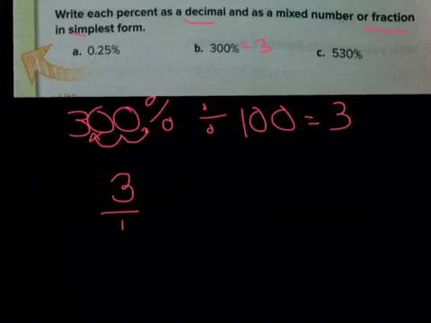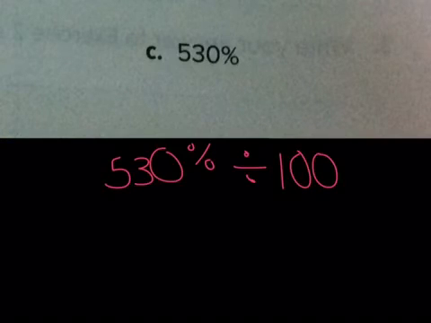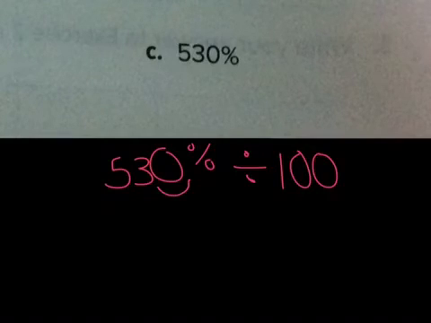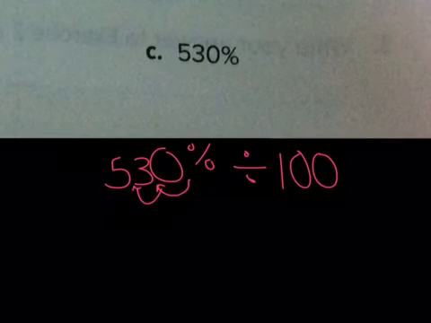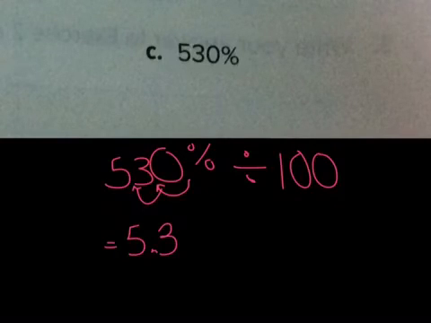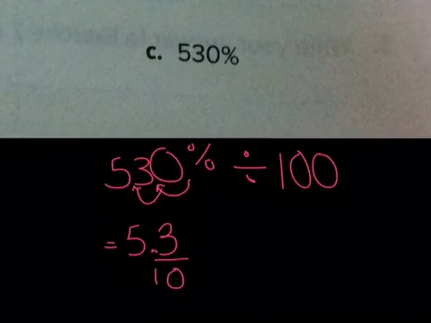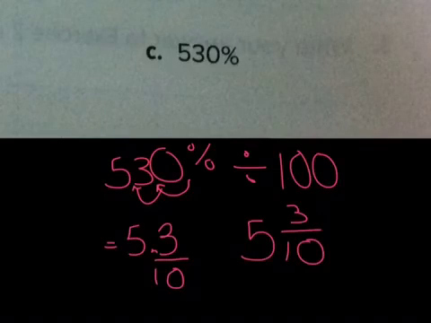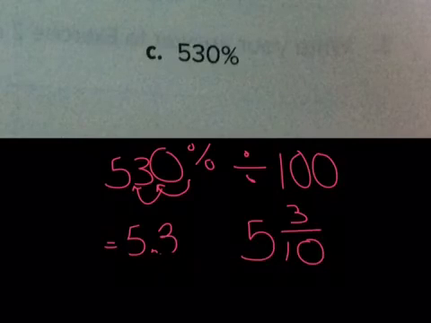Okay, and 530%. We divide it by 100, and you know that the decimal place is going to move over 2 places, 1, 2, and we have 5.3 as our answer as a decimal. And if you wanted to write it as a mixed number, you know that the 3 is in the tenths place, so it would just simply be 5 and 3/10. So here it is as a decimal, 5.3, and here it is as a mixed number.